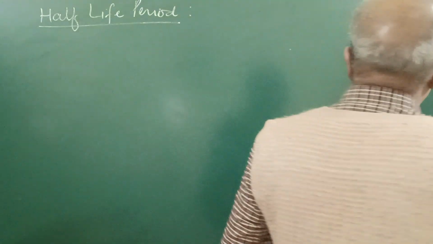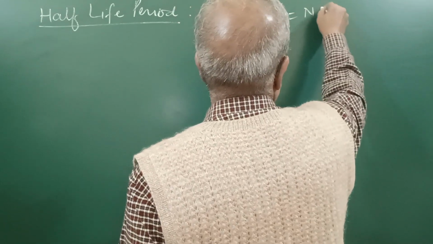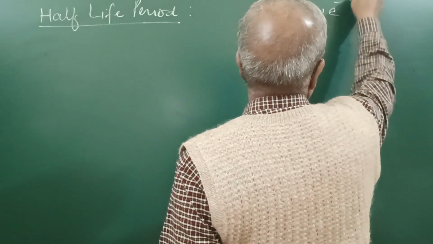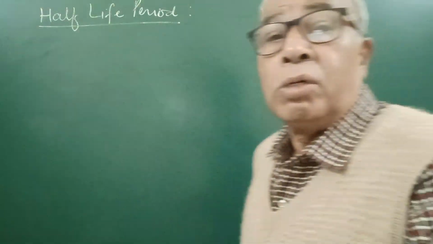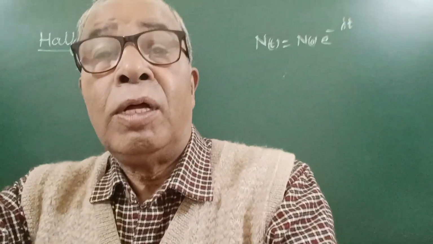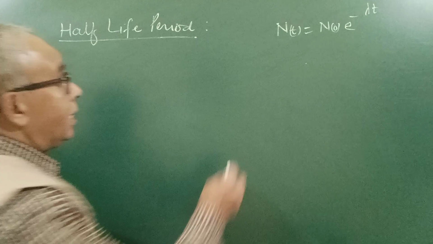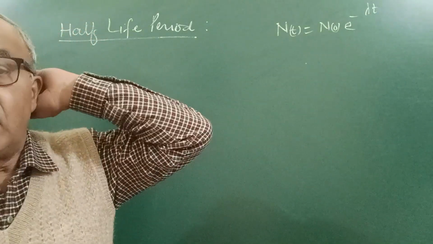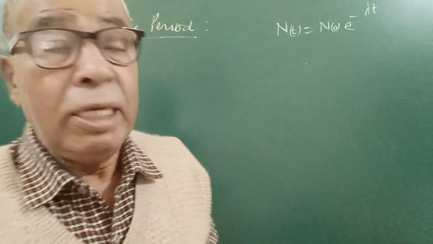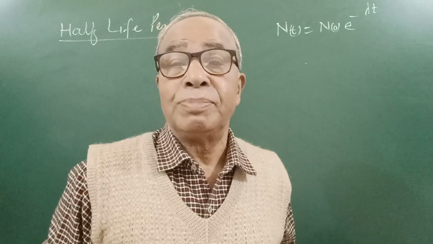Dear student, in the last video I told you about the Rutherford-Soddy law, that is N t equal to N0 e to the power minus lambda t, where lambda is the decay constant and t is the instant of time. N t is the number of radioactive nuclei left at time t, and N0 is the number of radioactive nuclei taken initially, at t equal to 0, the time at which you start taking observation.